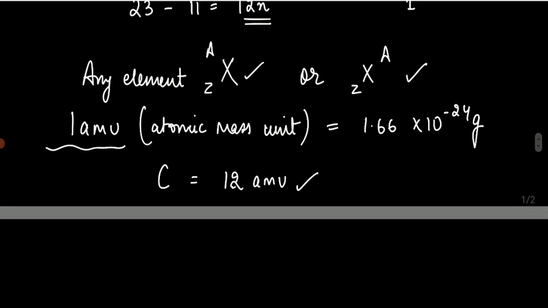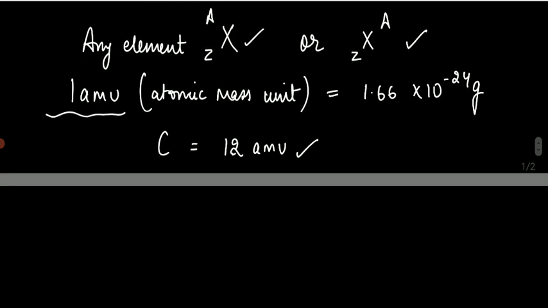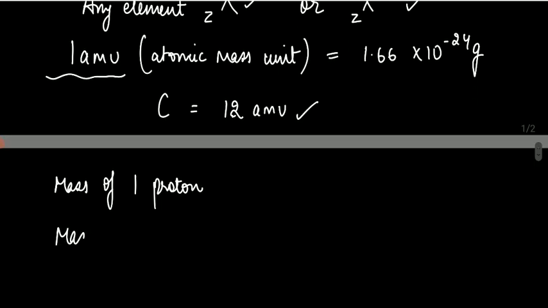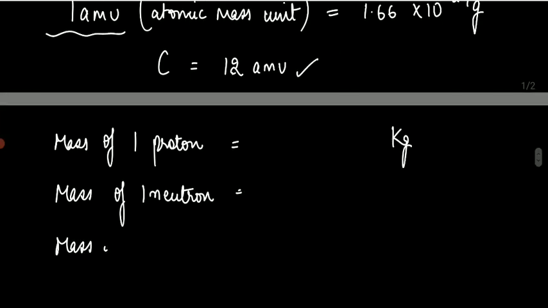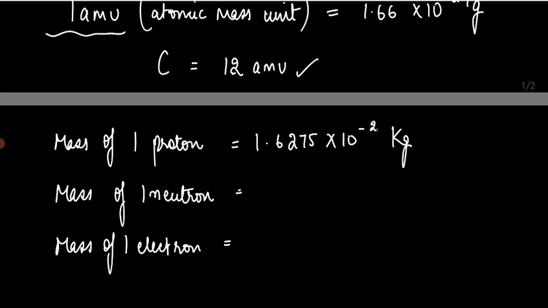Then after that, remember these three values, which are quite useful again. Again, there are multiple ways to calculate them. Mass of one proton. Then, I'm writing in kilograms over here, mass of one neutron. And the third value that we are going to write over here is mass of one electron. So mass of one proton is approximately 1.6275 into 10 raised to the power minus 27 kilogram.